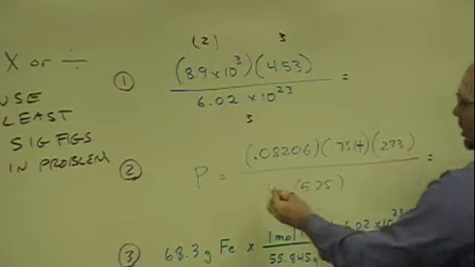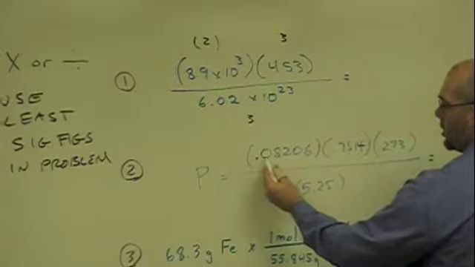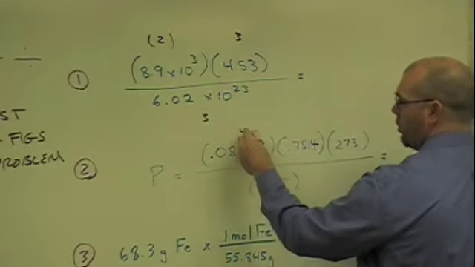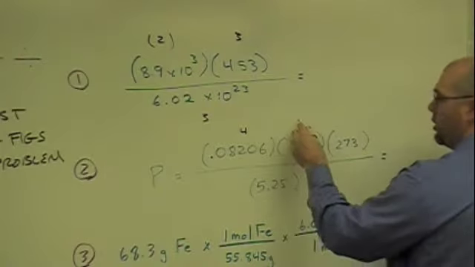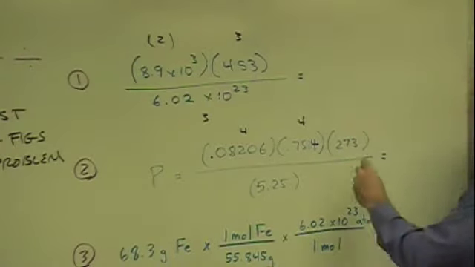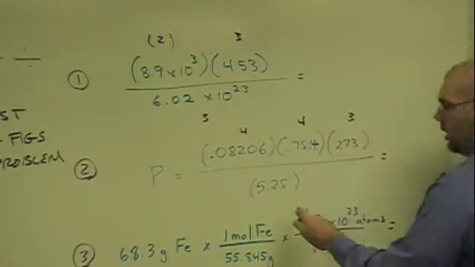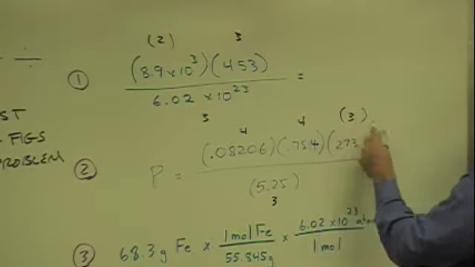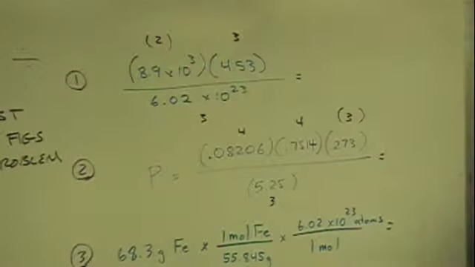Now as we look at number 2 here, that's a leading 0, so it doesn't count. We go 1, 2, 3, there's 4 sig figs right there. There's 4 sig figs again with 0.7514. 273 has 3, and 5.25 has 3. So our answer in the end, we're going to round it to 3 sig figs.